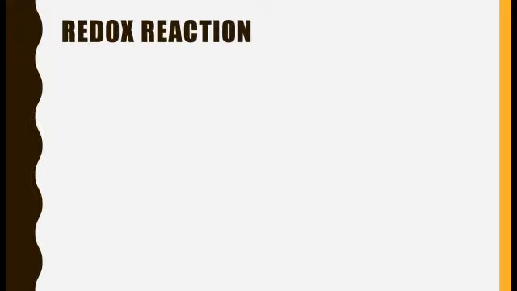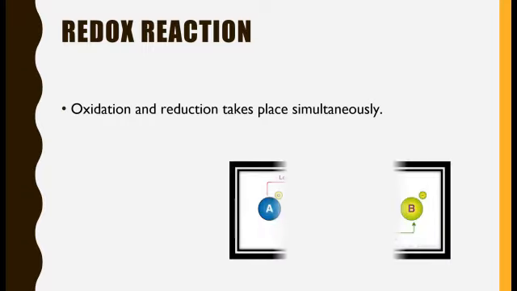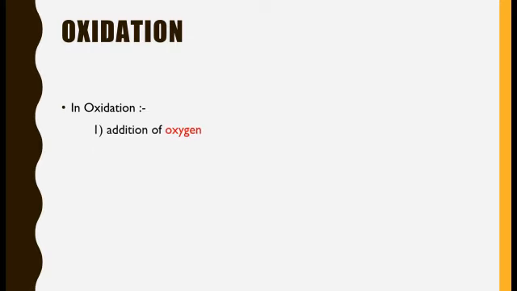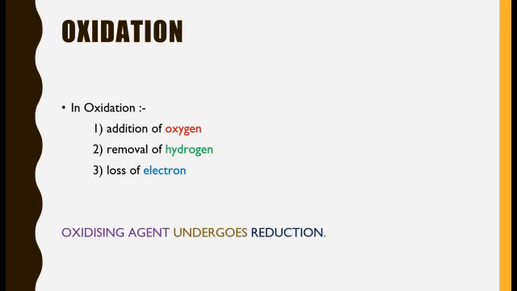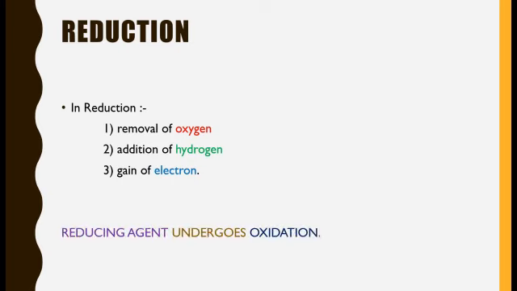Now we have come to the last type of reaction, which is redox reaction. Here oxidation and reduction take place simultaneously. And now let's see about oxidation and reduction in the next slides. Oxidation is the gain of oxygen or loss of hydrogen or loss of electron. An oxidizing agent gives out oxygen and it undergoes reduction. Reduction is the loss of oxygen or the gain of hydrogen or gain of electron. The reducing agent takes in oxygen and undergoes oxidation.